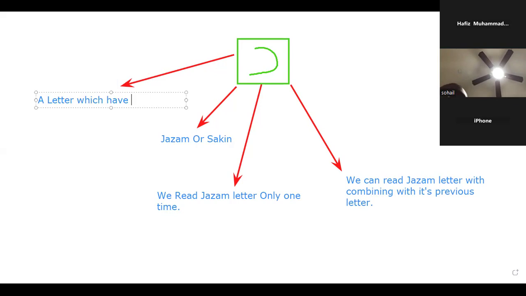The answer is a letter which has jazm is called sakin. A letter which has jazm is called sakin letter.